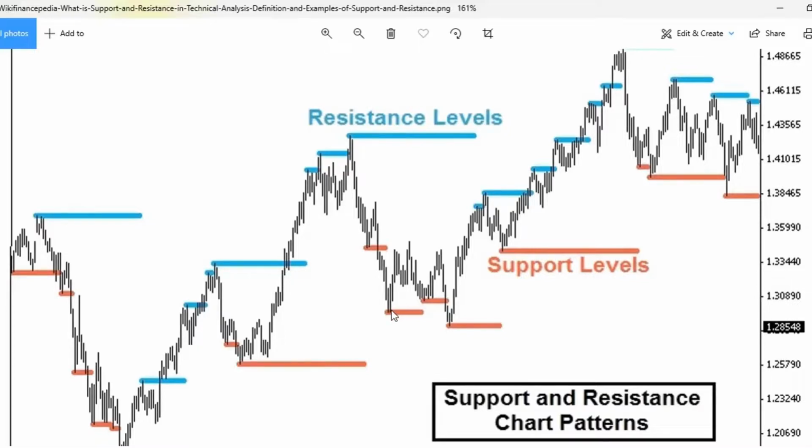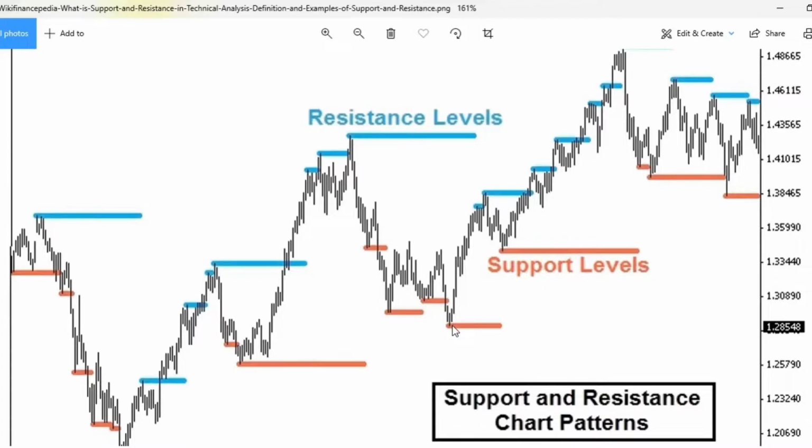Similar things happened here. It fell down, it came down, and here people thought, okay, this is the time to buy. So it went up again. So this is how supports are formed in the live market. This is how supports are formed, or even resistances. We'll talk about resistances in a minute, but this is how supports and resistances are formed.